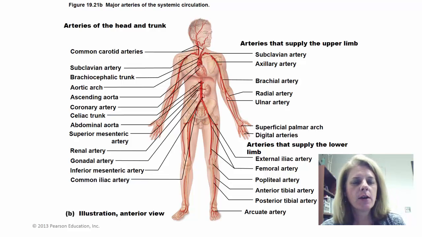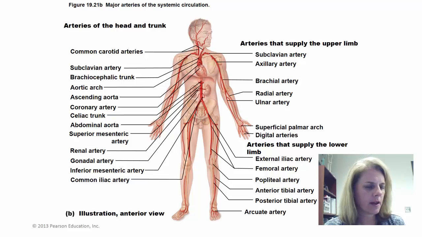Okay, so I put this in here. This is from your textbook, and I've tried to go through and delete the extra ones. So this should have a list of the arteries and veins that you need to know. So I've tried to take away the ones that you don't need to know.